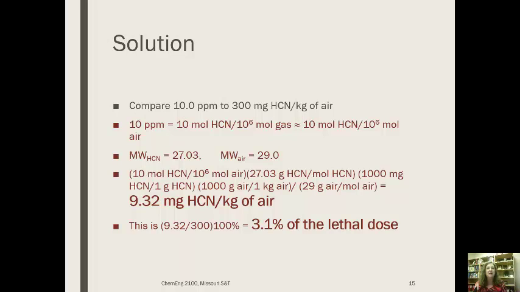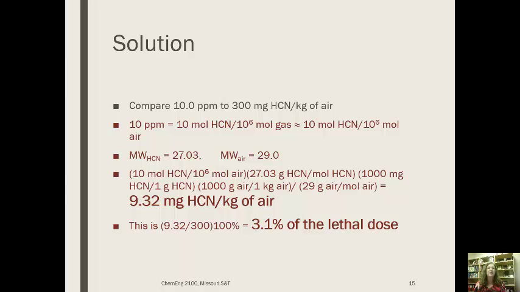So 10 ppm is 10 times 10 to the minus 6, or 10 divided by 10 to the 6th. Now, these are gases, right? So I need to turn these into mass fractions instead of mole fractions. So I'm going to need the molecular weight. If you play the game, check those units. Notice that every time I write moles or grams, I'm always writing grams of what, moles of what. It turns out that this one is 9.32 milligrams of HCN per kilogram of air.